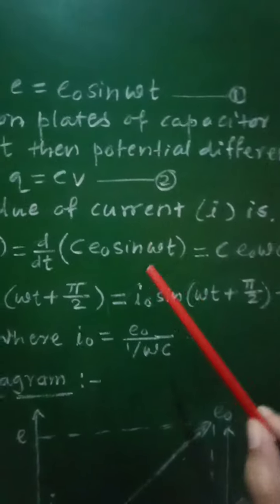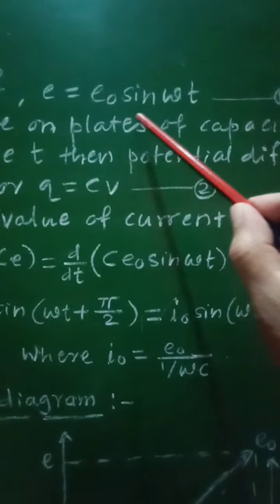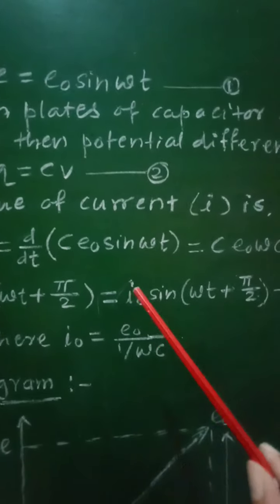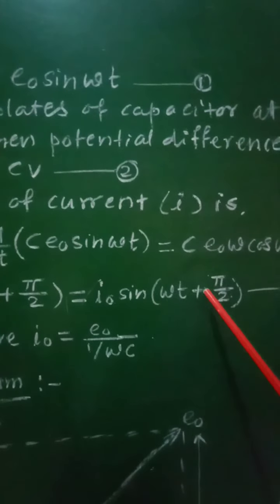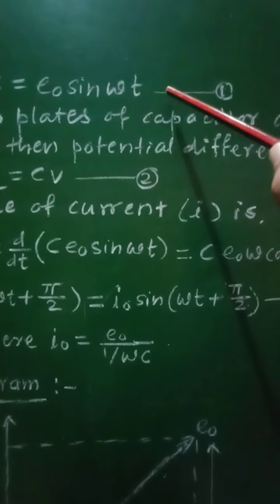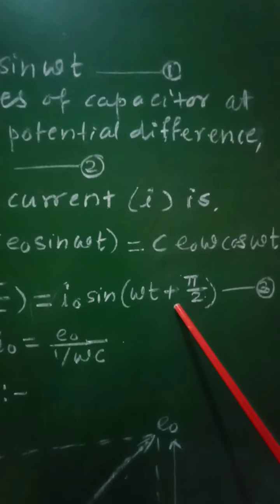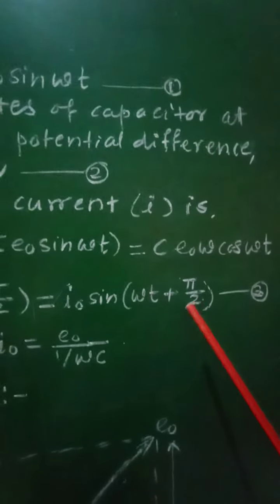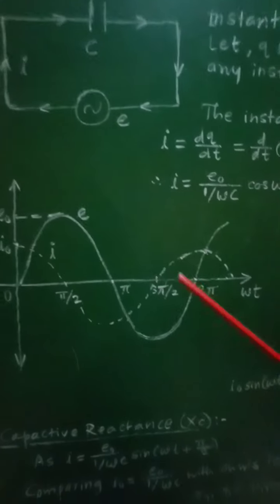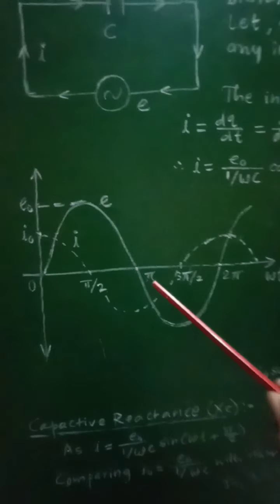Then if you compare equation 1 with this equation 3, E is equal to E0 sin omega t and I is equal to I0 sin omega t plus pi by 2. Comparing these equations, we can say that between the instantaneous EMF and instantaneous current there is a phase difference of pi by 2. And hence, the graphical representation of the instantaneous EMF and instantaneous current is as shown.